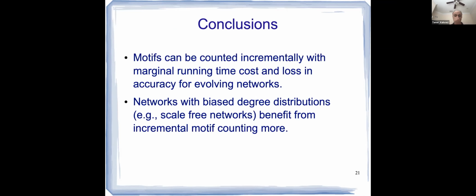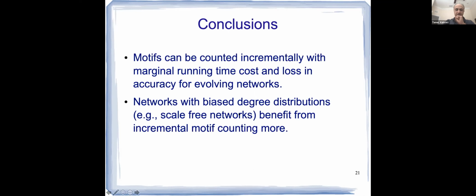So in conclusion, we show that the motif counting problem, which is a very difficult problem, NP-complete problem to do only for even a static network, can be solved incrementally for evolving networks with very, very negligible cost and very high accuracy.